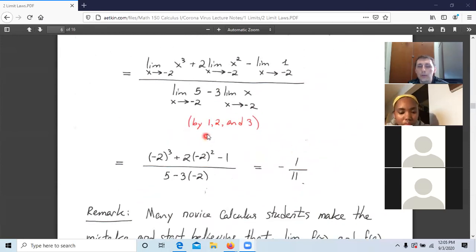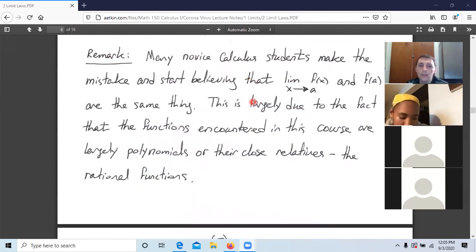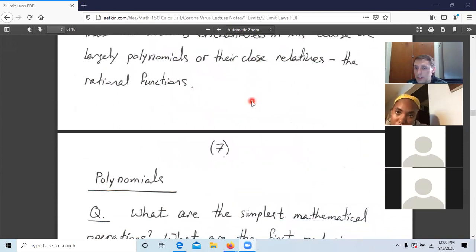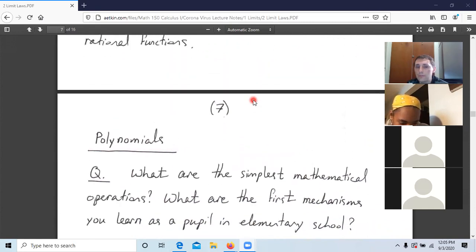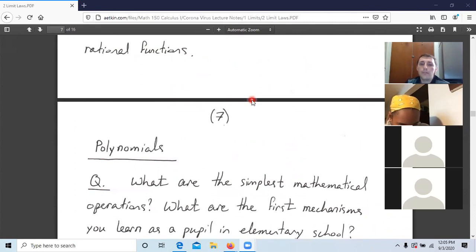So why do we get such a simple solution? Why is the limit giving us the same thing as just plugging in? If you think about which types of functions you know, they are not that many, okay? There are not many functions. So here is a question for you. What functions are the simplest functions that you know? What operations were the first operations you learned in a math class in elementary school?